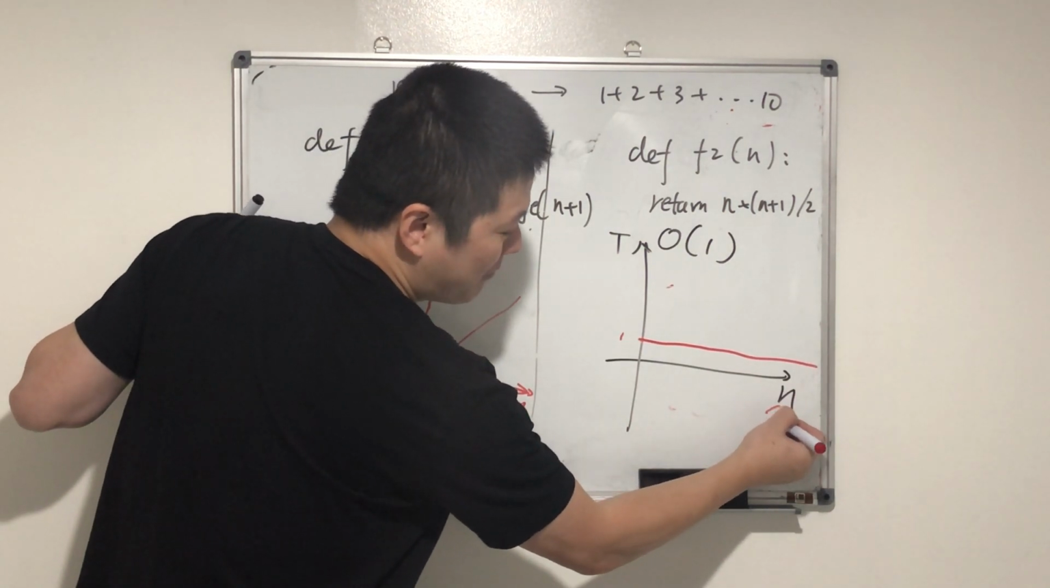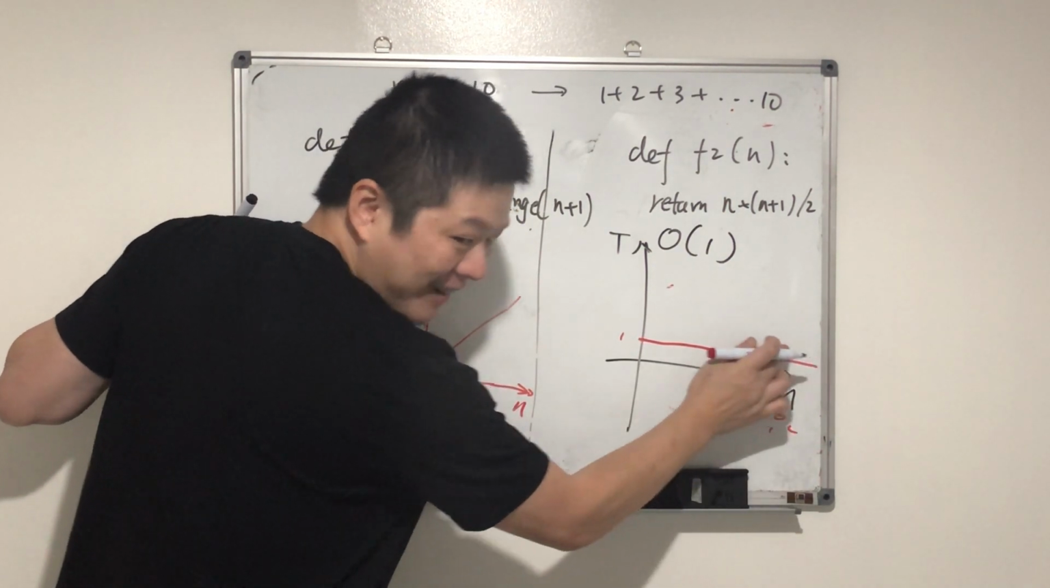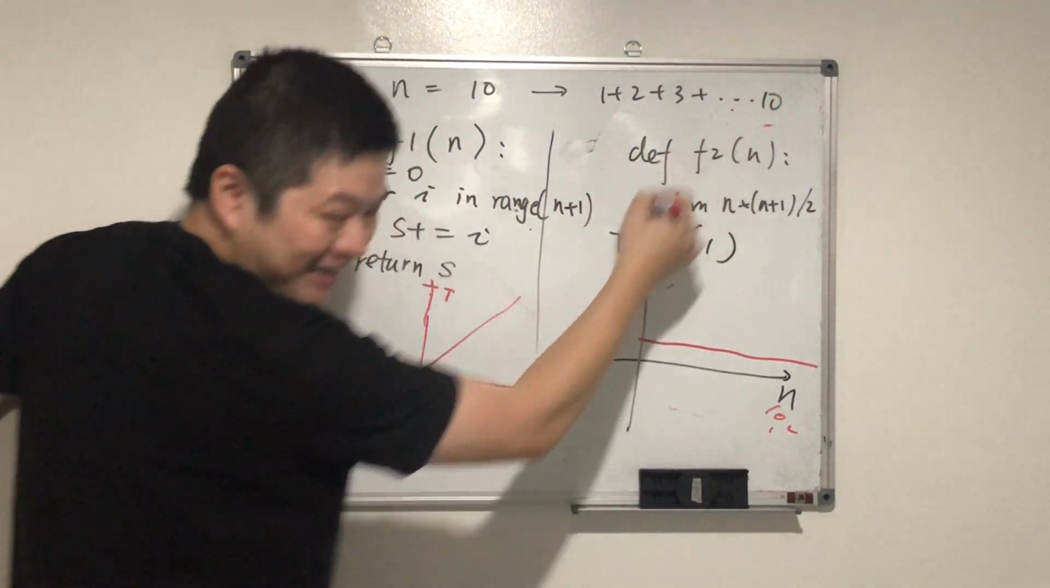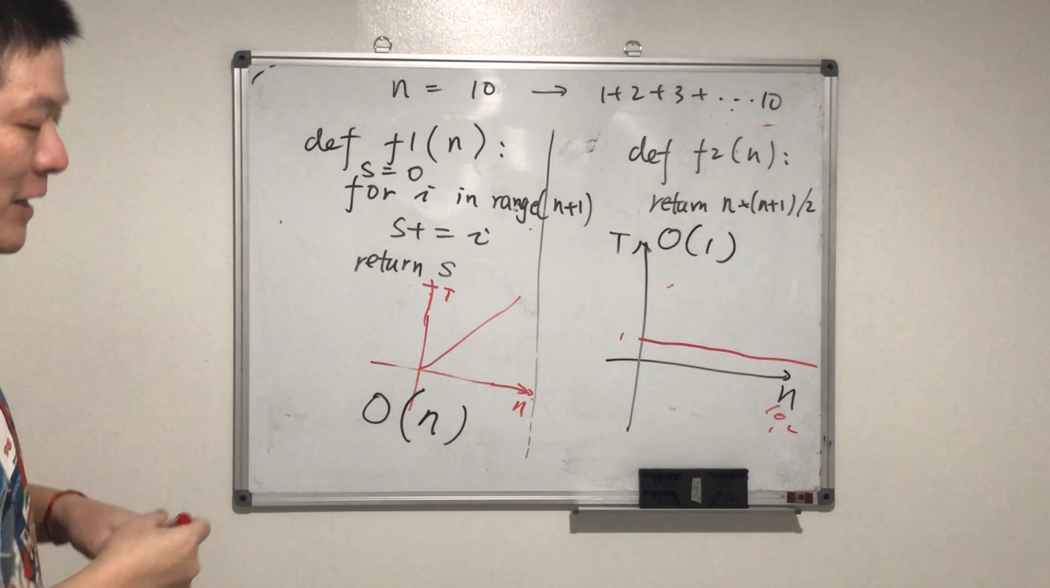It doesn't matter if it's 1 million or 10 million, it's always 1, right? But for this one, if it's 1 million, it's very high, and 10 million is even higher. Do you get it? This is not linear. Okay, well done. That's very good.